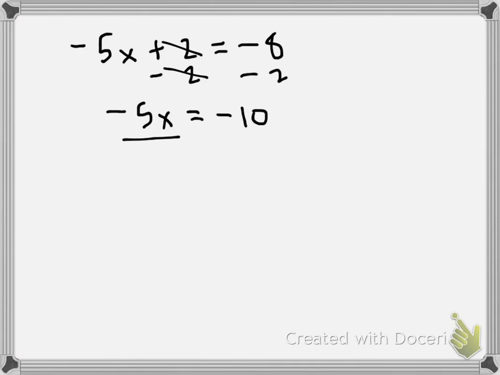So in this case, I want to get rid of this negative 5. I'm going to divide by negative 5. Again, if I do it to the left side, I need to keep my equation balanced, so I need to make sure I'm doing the same thing to the right side as well. Negative 5 divided by negative 5, those are gone. That leaves me with the x by itself. And then negative 10 divided by negative 5 is positive 2, and that's the solution to our equation.